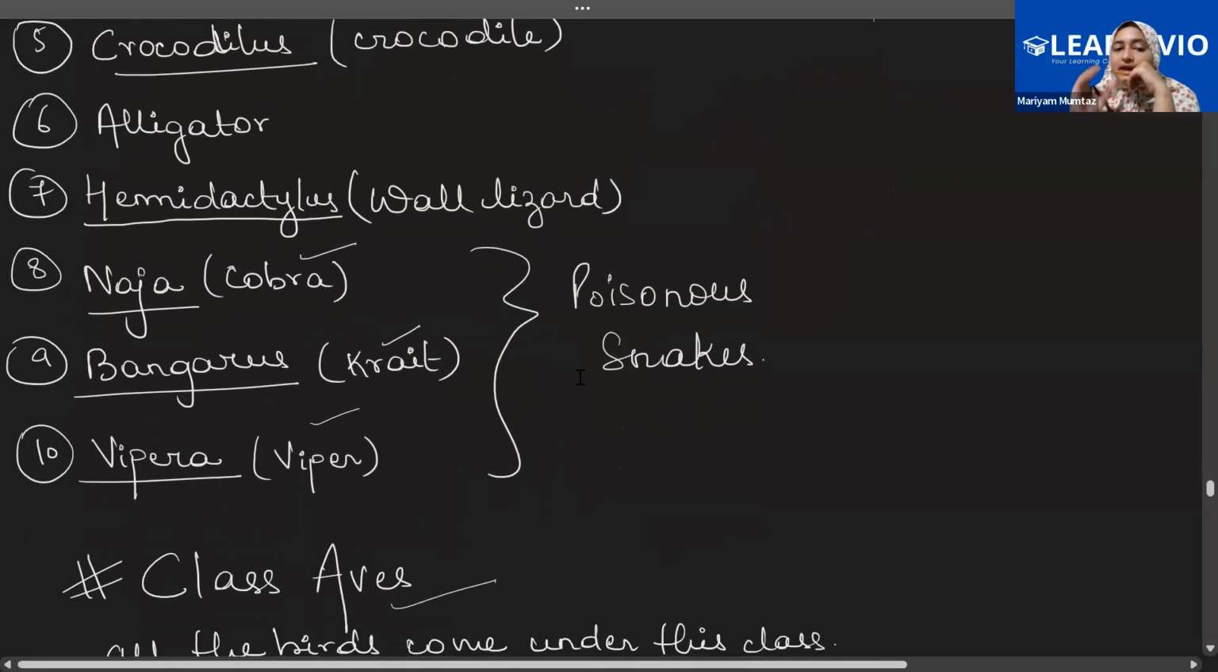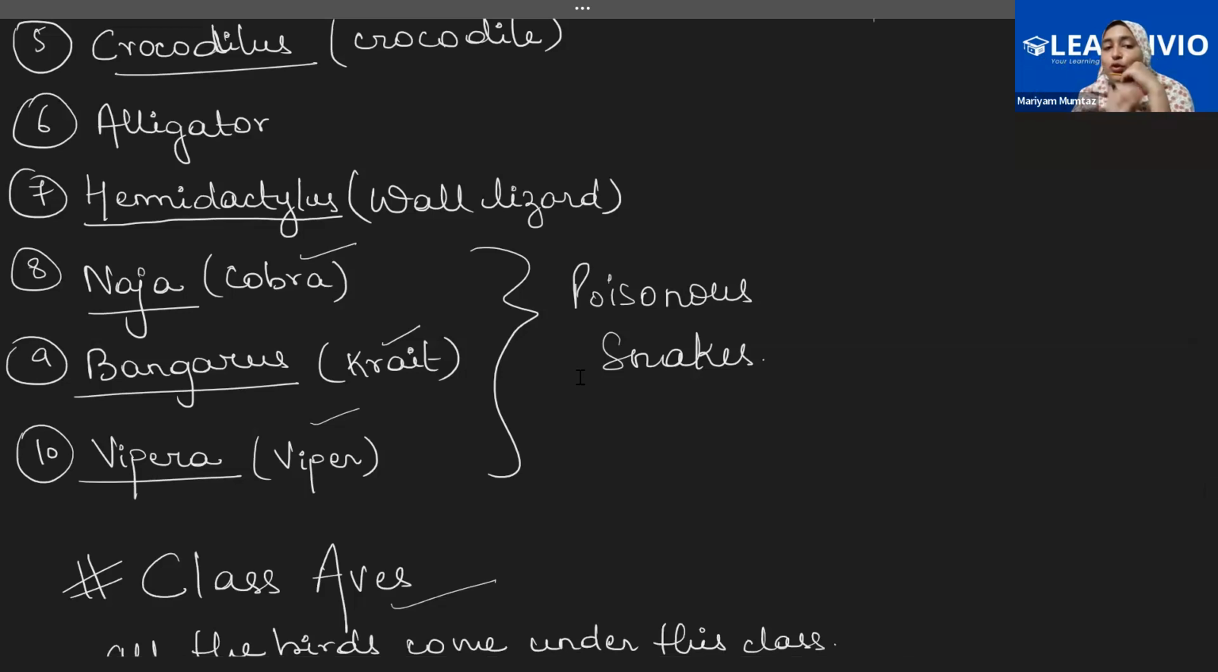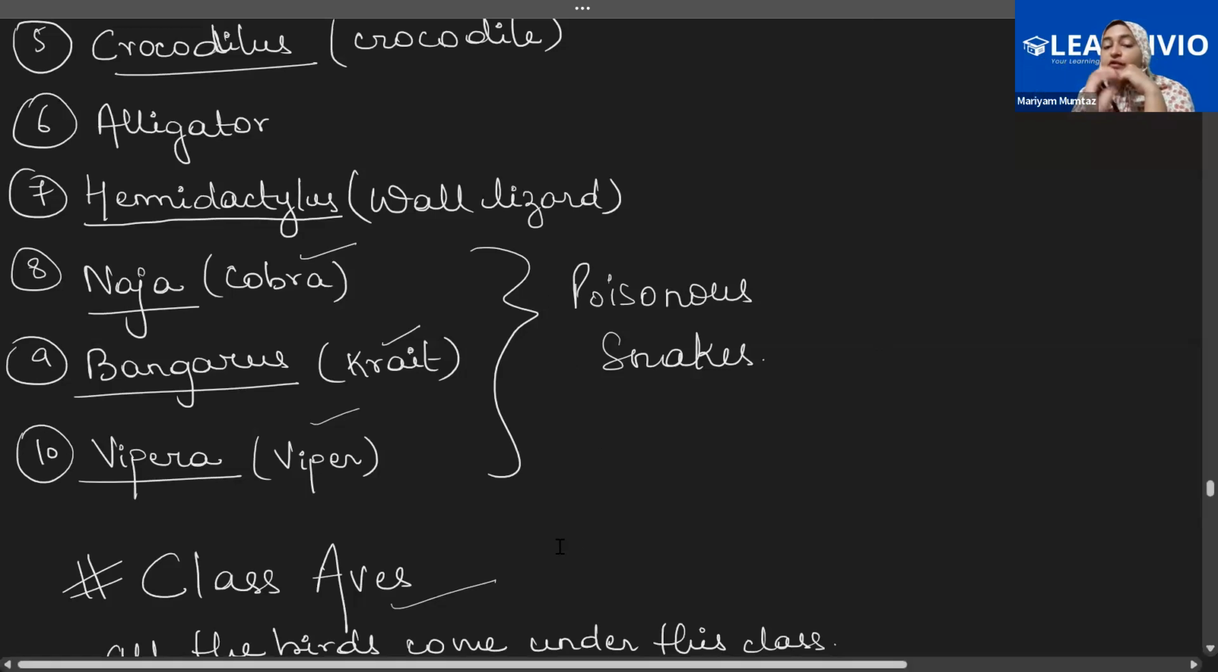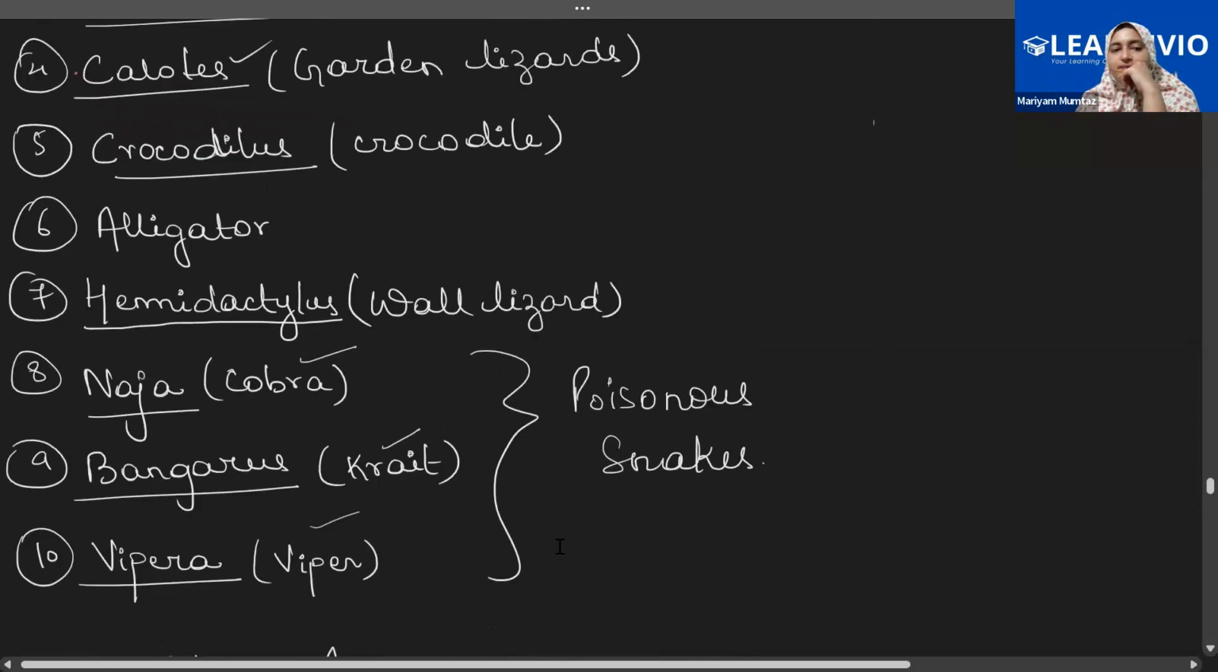Then there are many snakes. All the snakes come under reptilia. There is Naja, that is known as cobra snake. Bungarus, which is a krait snake. It makes a lot of noise. And then there is Vipera, which is the vipers. So all of these three are the names of poisonous snakes.